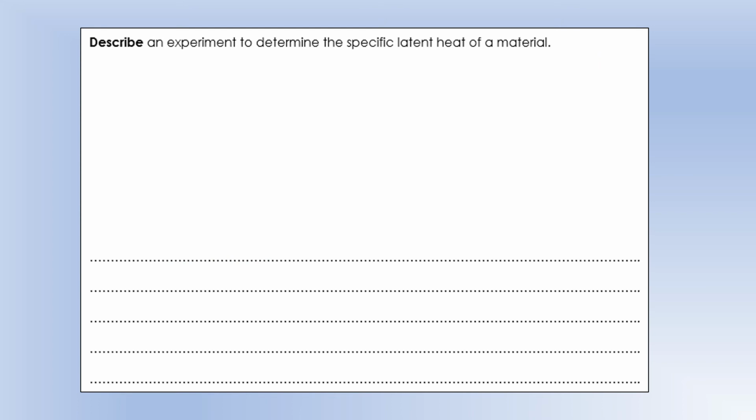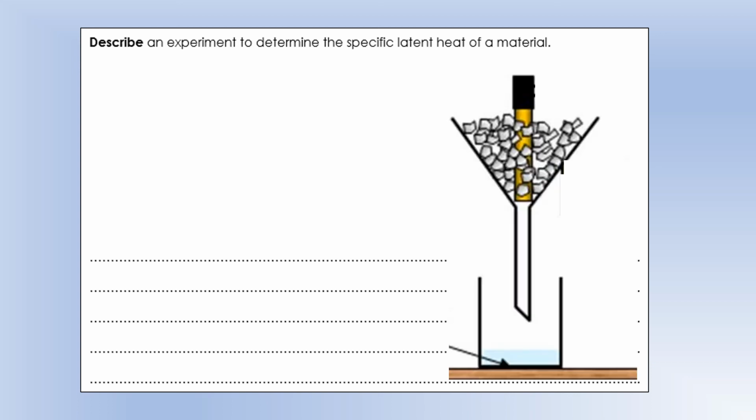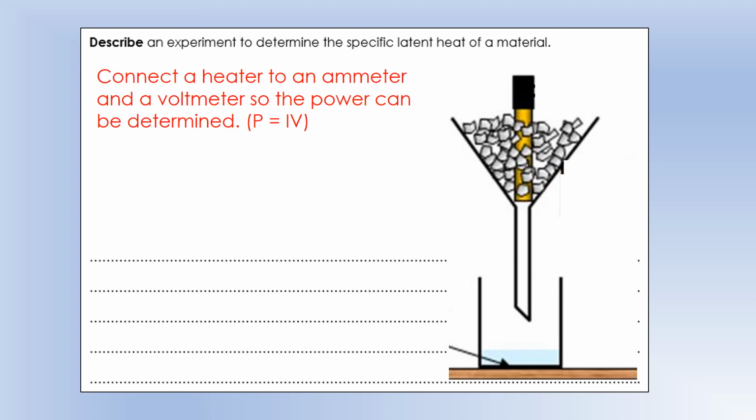So we can do an experiment to determine the latent heat of a material. We can have an apparatus something a little bit like this. So what we're going to do is we've got an immersion heater again. This time we've got ice here. So what we do is we connect the heater to an ammeter and a voltmeter. Again, we want to measure the power.